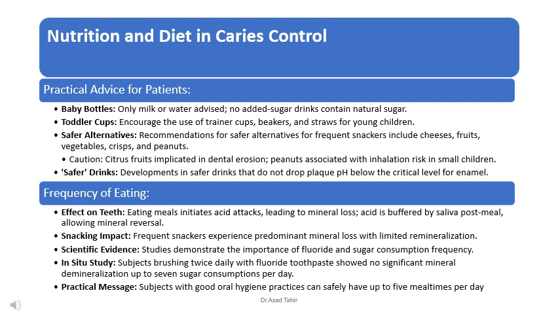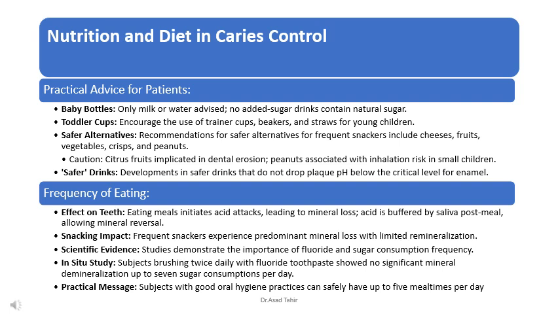Better drinks. Look for drinks that don't harm teeth by making them too acidic. Eating habits. Meals start acid attacks on teeth, but saliva helps repair them. Snacking too often can wear away enamel with little chance for repair. What science says. Research shows fluoride toothpaste can protect against sugar's harm.